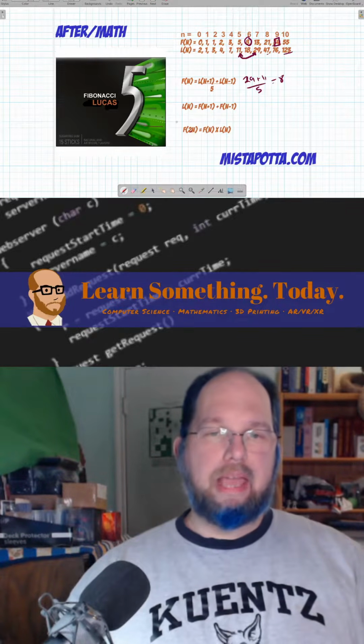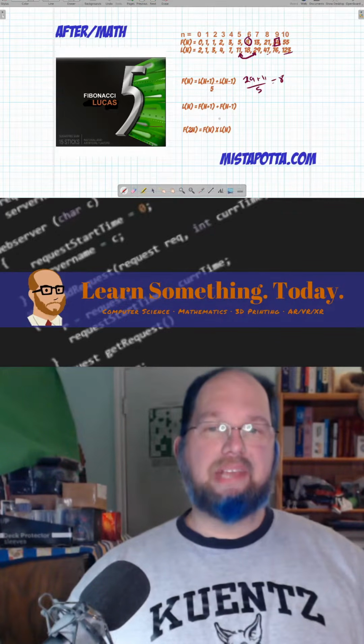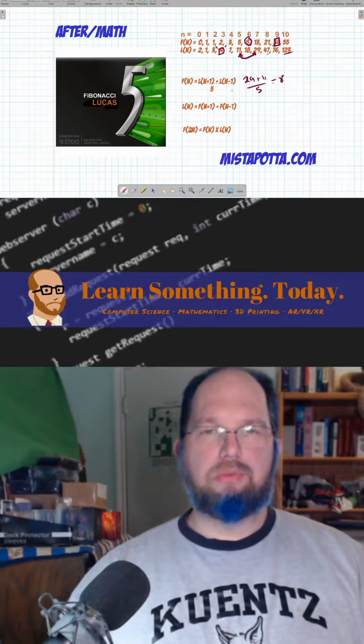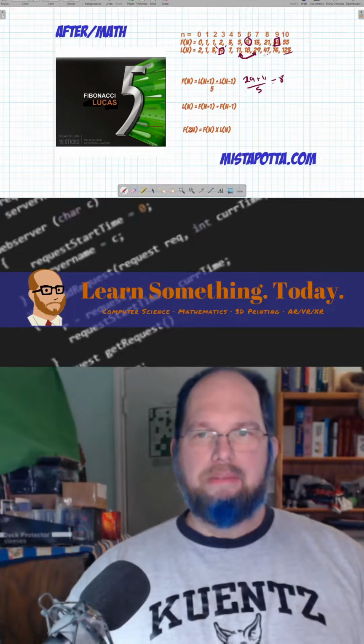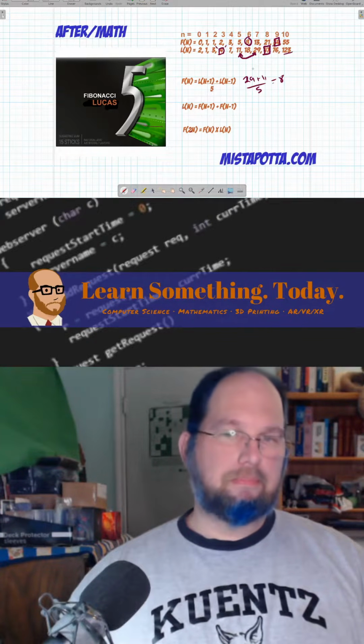In that same vein, I can find Lucas numbers by taking the sum of the previous and next Fibonacci number. So if I'm looking for this particular Lucas number, well, the previous is 1, the successive is 3. 1 plus 3 gives me 4. If I'm looking at this Fibonacci number, or excuse me, this Lucas number, 13 plus 34 will give me 47.